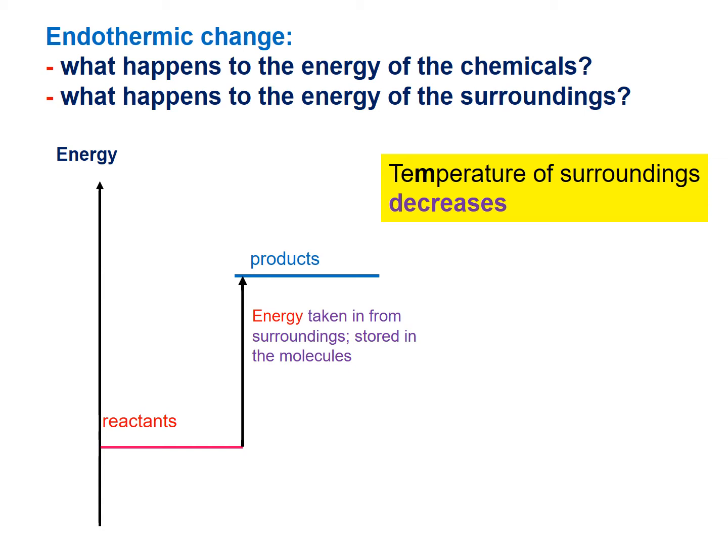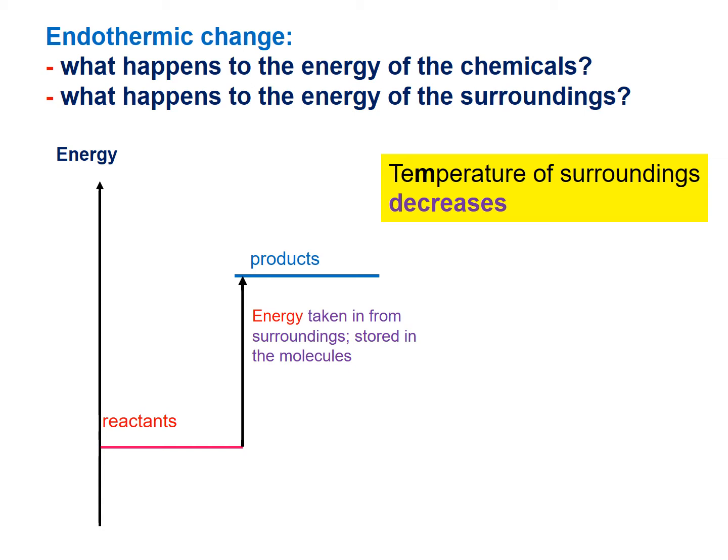So this energy level diagram shows that for an endothermic reaction, the energy of the products is always higher than that of the reactants. So this energy taken in is stored in the molecules of the products, in this case, glucose. And what happens to the temperature of the surroundings? So the temperature of the surroundings will fall or will decrease because the surroundings are losing heat. So some of the sunlight energy is used up or taken in by the carbon dioxide and water to form glucose.